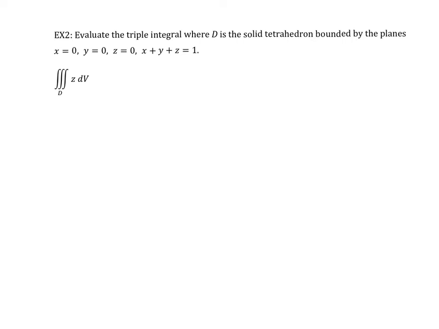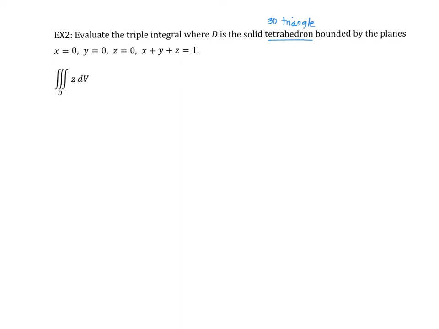In example 2, we want to evaluate the triple integral. D is going to be the solid tetrahedron. If you don't know what a tetrahedron is, it's a three-dimensional triangle. It's not a pyramid, because a pyramid has a rectangular base. It has a triangle base, and all the sides are triangular. So this is a 3D triangle.